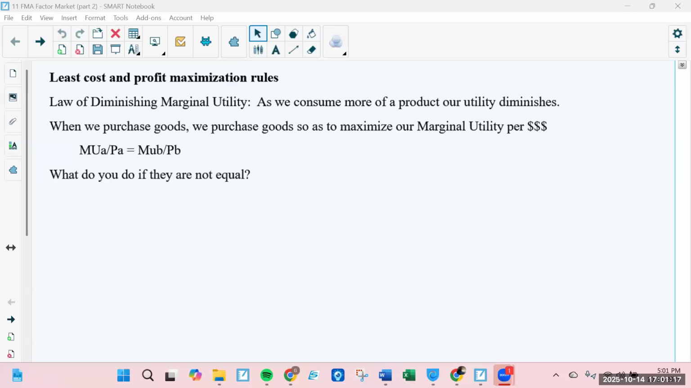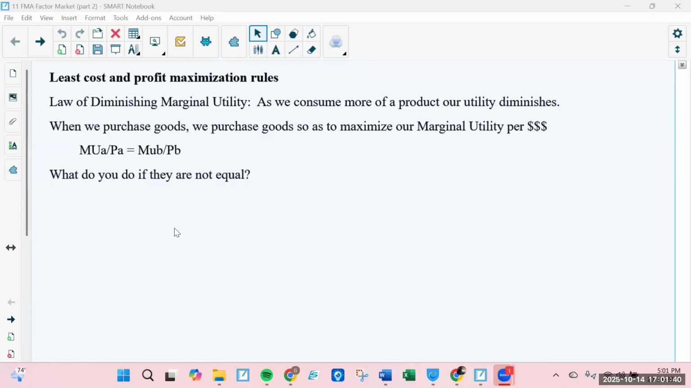So last week I showed you how to draw a pro-competitive factor market and a monopsony. We'll come back to that stuff, and we'll do some more drawing in a little bit. But for now, I want to jump into something that is definitely heavily tested on the AP exam, and that's the least cost rule and the profit maximization rule.